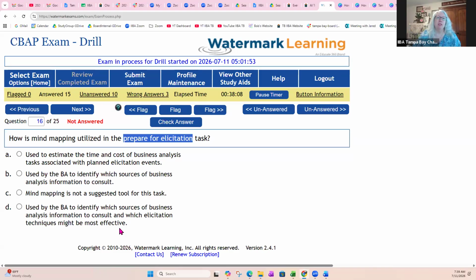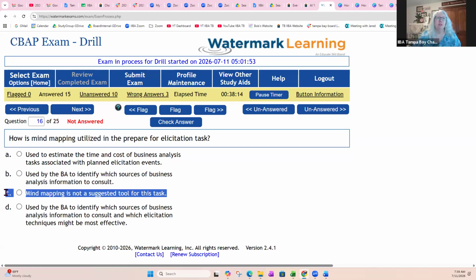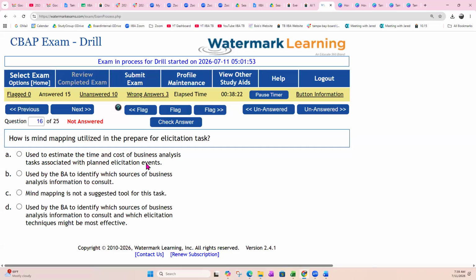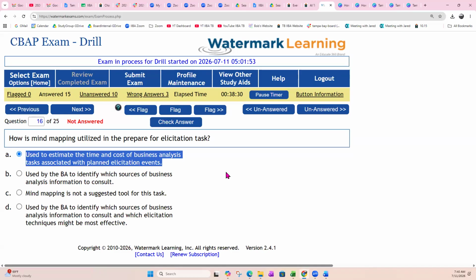First of all, is mind mapping suggested for this task? Yeah, we need to understand. Okay, so we can eliminate that. Is mind mapping used to estimate time and cost? No. So we can eliminate that. So we have B and D. What do y'all think? D for Denmark is more complete. Ditto. Yeah.